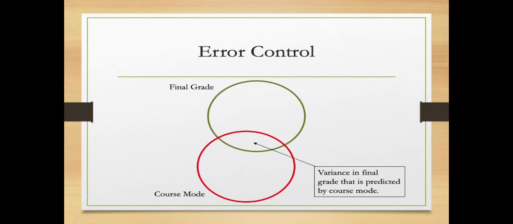This arrangement of variables, one independent variable and one dependent variable, represents the situation that we describe testing within the independent groups t-test. And the area that is common between the final grade and course mode is the squared point biserial correlation that we discussed as a common language effect size estimate within that discussion.